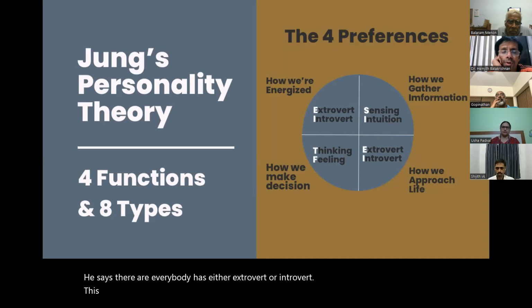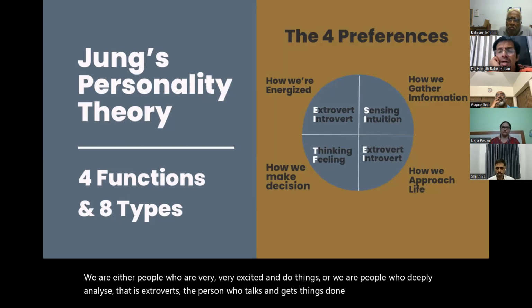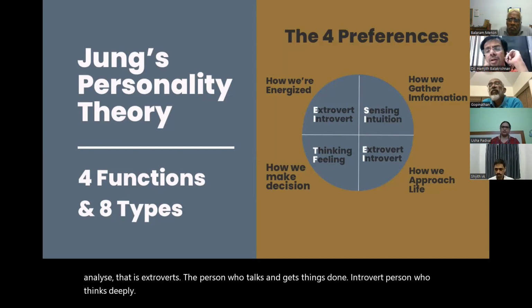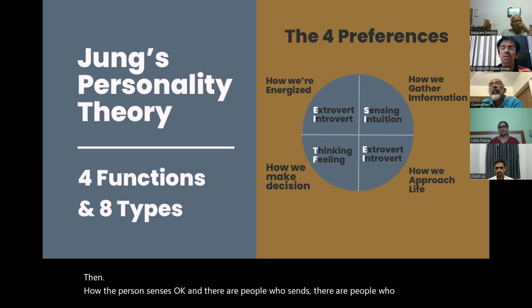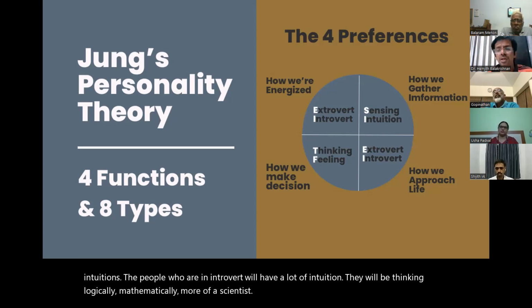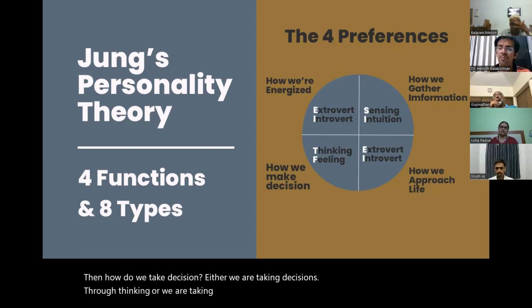After that, he says we are very excited and do things, or we are people who deeply analyze. That is a person who thinks deeply. Then how the person senses. Okay, and there are people who sense. There are people who have intuition. The people who are introvert will have a lot of intuition. Then how do we take decision? Either we are taking decisions through thinking, or we are taking decision through feeling.